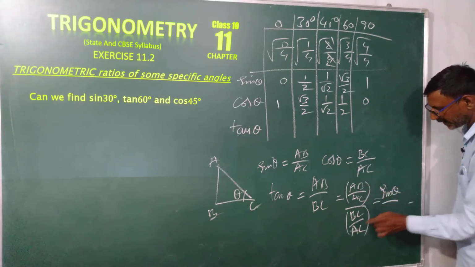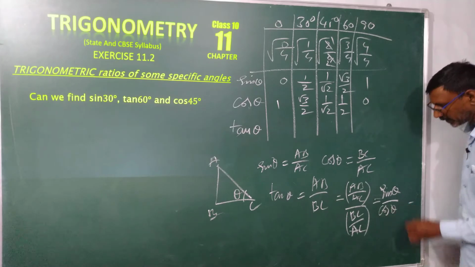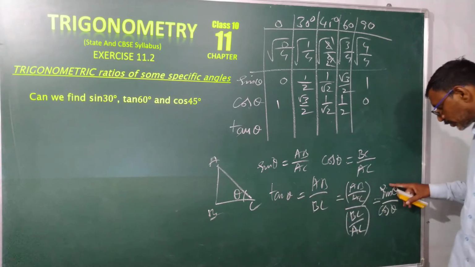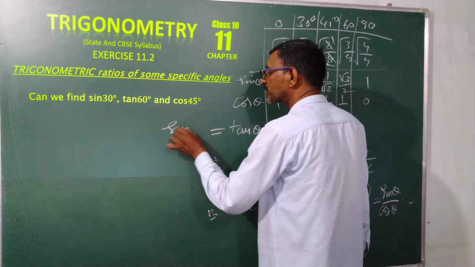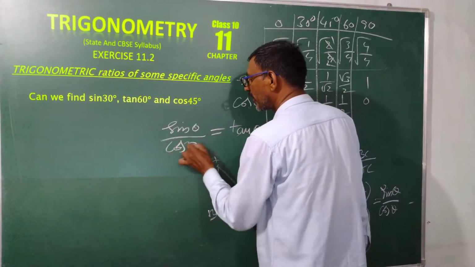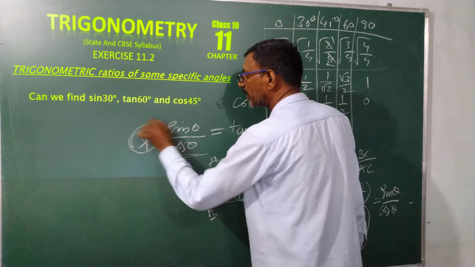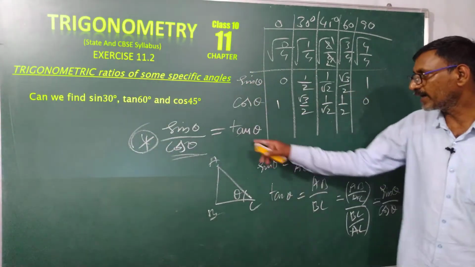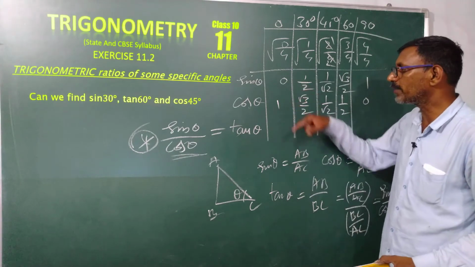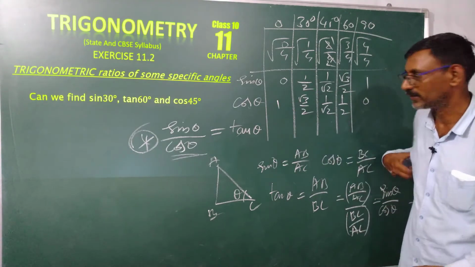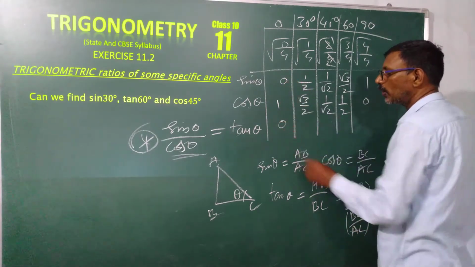The next, BC by AC, is nothing but cos theta. Therefore, tan theta equals sin theta by cos theta. This is equal to, we can write in terms of sin by cos. Very important formula: tan theta we can write as sin theta by cos theta. Therefore, this value by this value gives what? Tan values. 0 by something, 0.